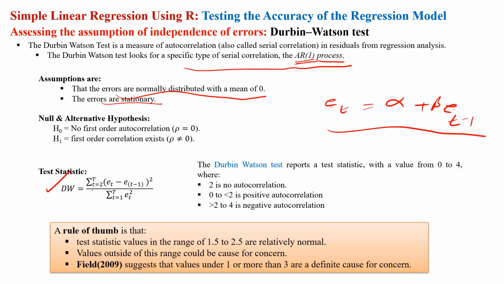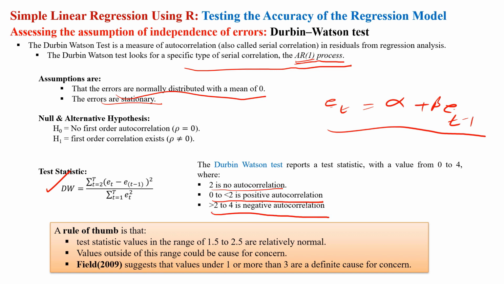Okay, which we can apply while we are applying the Durbin-Watson test. And the value of this Durbin-Watson test, if it is 2, that means there is no autocorrelation. If it is between 0 to 2, then we can say this is a positive, or if it is 2 to 4, then there is a negative autocorrelation.